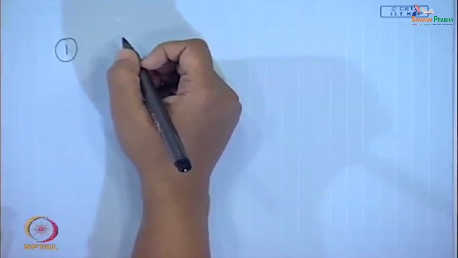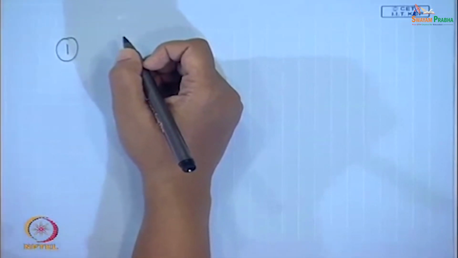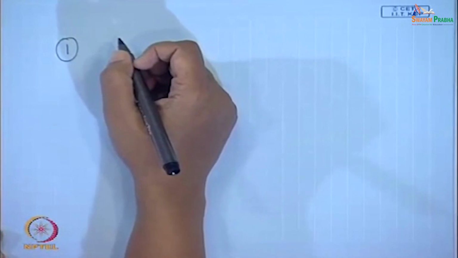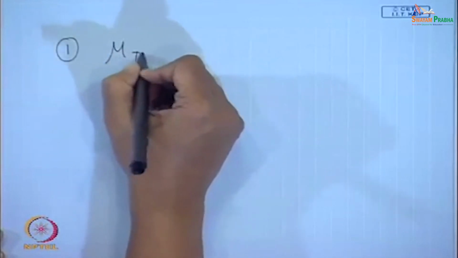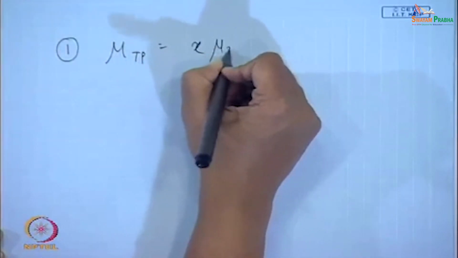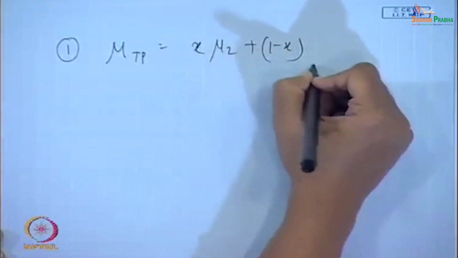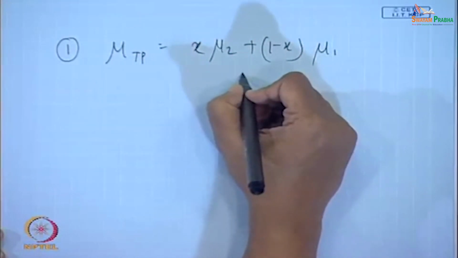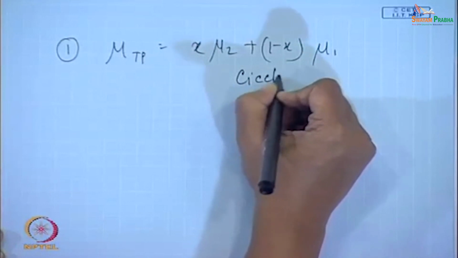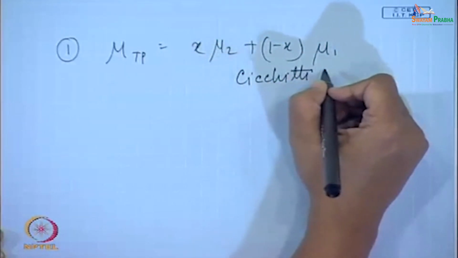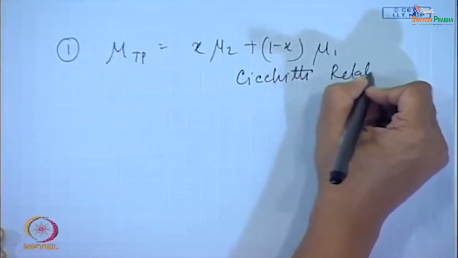Those equations are used as the case may be. What are the equations? Let us see. The equations express mu TP in terms of quality, mostly. One is a very straightforward expression, but it is not much used because it does not give very accurate results. This was proposed by Cicchitti, and is known as the Cicchitti relation.